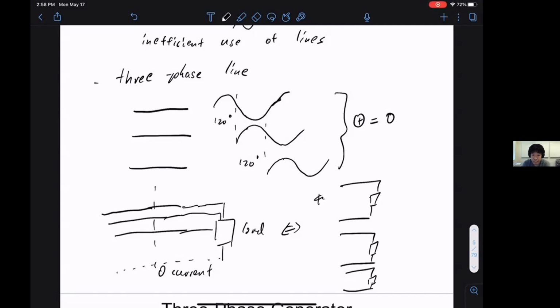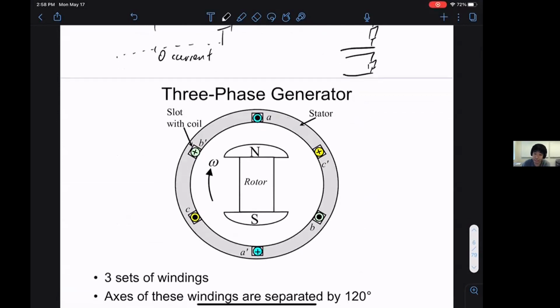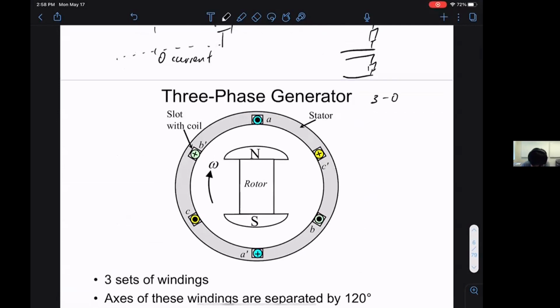So generating this 3 phase is actually quite simple for us. If you have a generator, we're going to have the 3 phases: A phase, B phase, and C phase. You could call them 1, 2, 3; we call them phase ABC. There's nothing special about the naming convention.